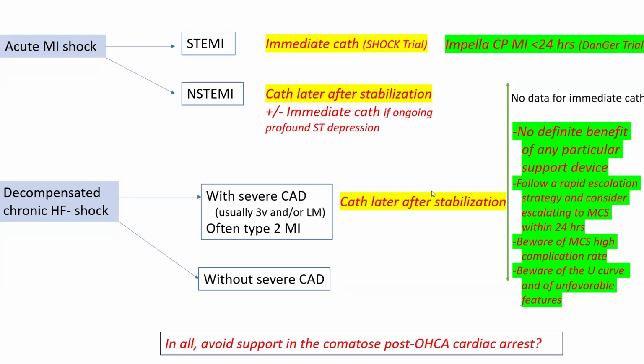Not specifically Impella CP, keeping in mind the lack of established benefit of any support device, and beware of the MCS high complication rate, and beware of the U-curve and of the unfavorable features that could argue against MCS in those patients. And in all those 4 subtypes, avoid support in the comatose post-out-of-hospital cardiac arrest most often.